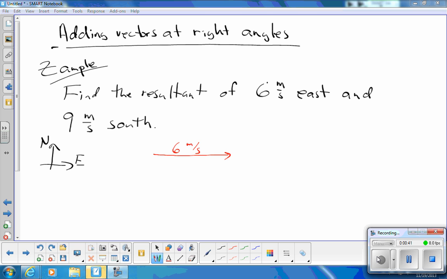And then I'll draw the second vector head to tail with that and pointing south. So 9 meters per second south. I'll make it look convincingly longer than the 6 meters per second, 9 meters per second south. So those are the two vectors I'm going to add up.